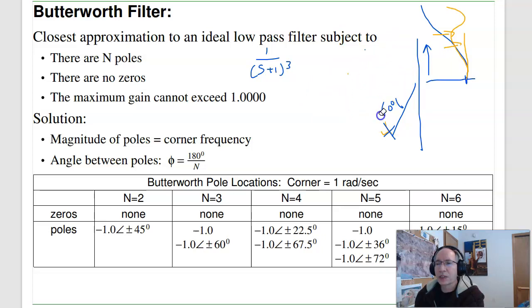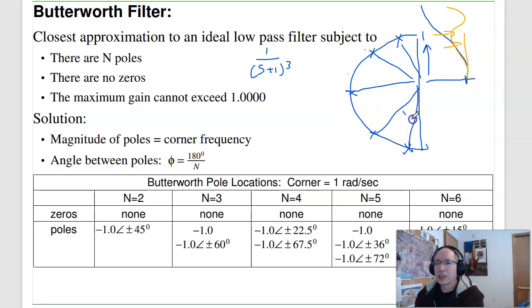Erase all this. Okay, so suppose I want to do 5 poles. The amplitude of the pole is all the same. Here the corner's at 1. And I'll scatter 5 poles in the left half plane. There's 3, 4, 5. The angle between the poles is 180 over 5. So all these angles are the same.